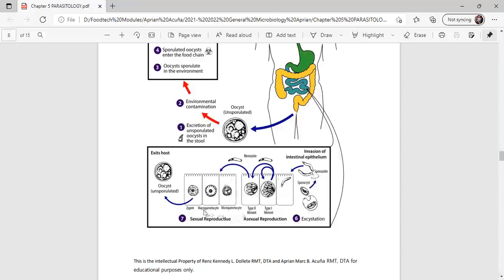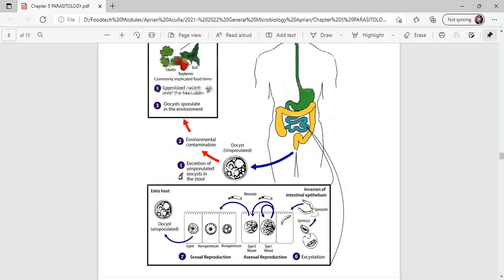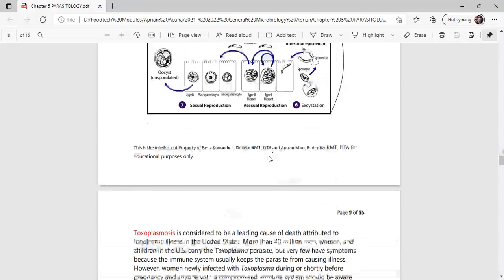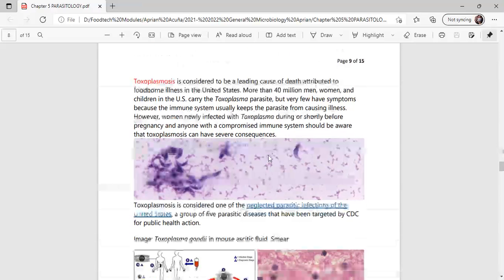Then you have your microgametes, and it will form into a macrogamete. Then zygote. Your zygote will turn into an adult oocyst that is unsporulated. That is then excreted from the body to infect the environment and reinfect or infect others. So, let us now proceed to toxoplasmosis.